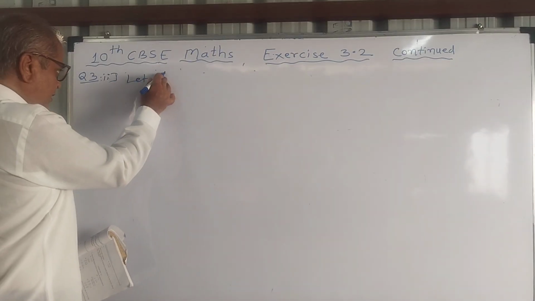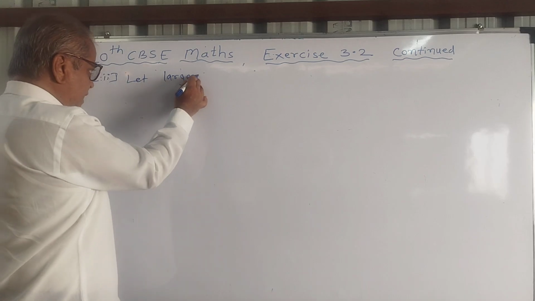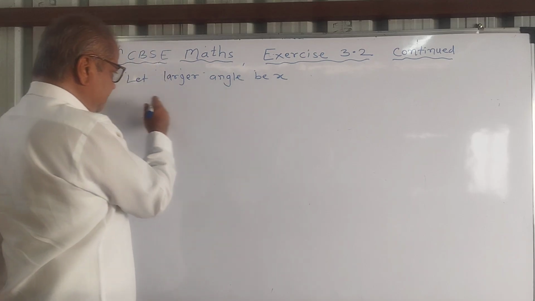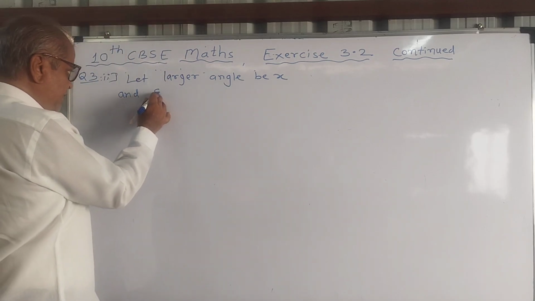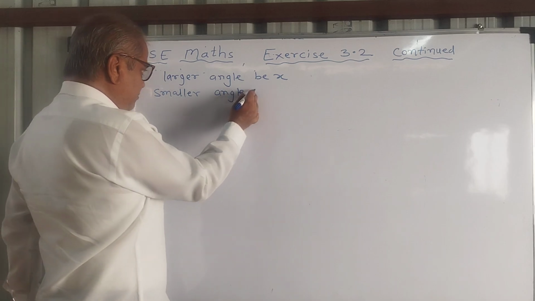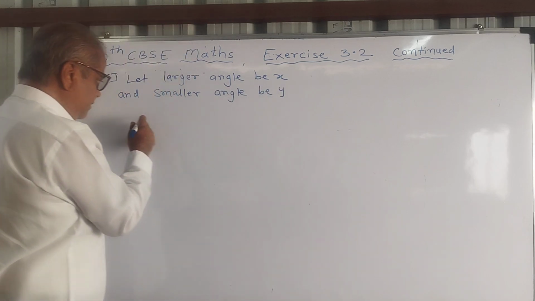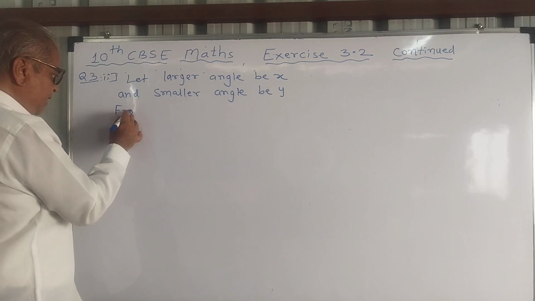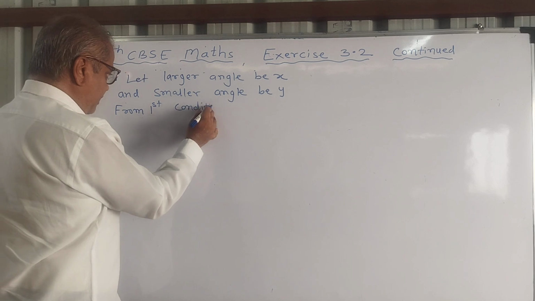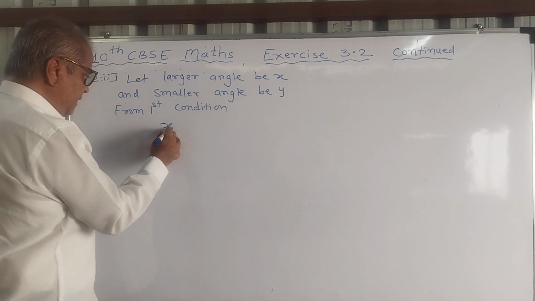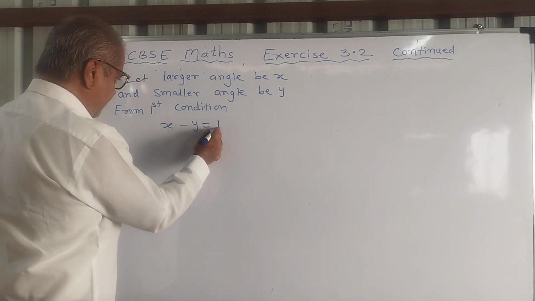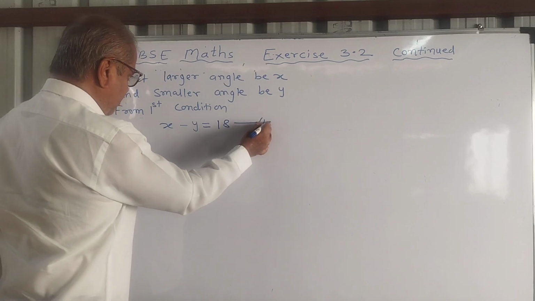Let the larger angle be x and the smaller angle be y. So from the first condition, the difference between the two angles, that is x minus y, is equal to 18 degrees. Equation number 1.